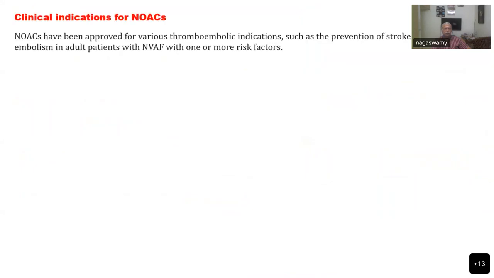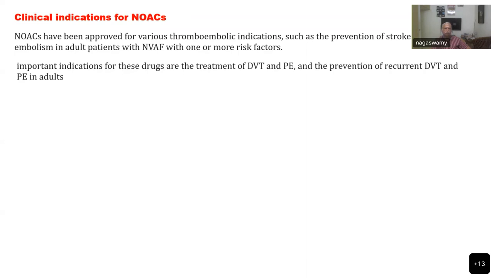Now, clinical indications for their use: approved for various thromboembolic indications such as prevention of stroke or systemic embolism in adult patients with non-valvular AF. So it is not to be used in patients with mitral valve disease, but in non-valvular AF. There are, as I told you, other causes of AF. Even thyrotoxicosis, you can get AF. You can get it in alcoholism, you can get it even in chronic infection. So there are so many causes. So non-valvular AF, you can use it for prevention of stroke and systemic embolism.